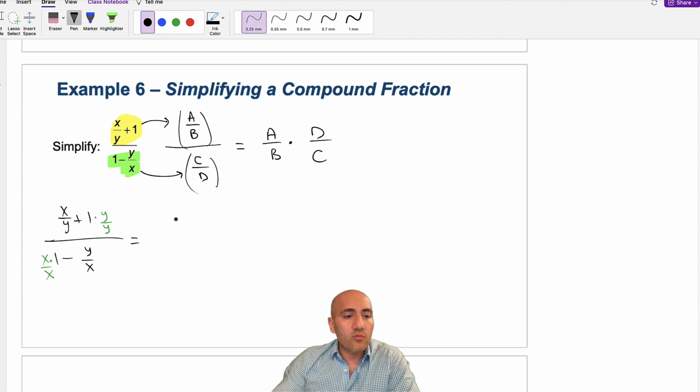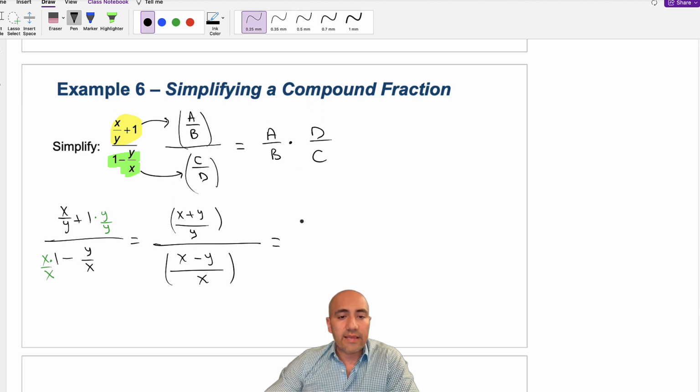And so now in the numerator, I end up with x plus y divided by y, right? Just focusing on that denominator. And then in the denominator, I end up with x minus y divided by x. So I'm at this stage now. This is a fraction divided by another fraction. So I know I can do this. I can multiply the first fraction times the reciprocal of the second fraction, which is an x over an x minus y.